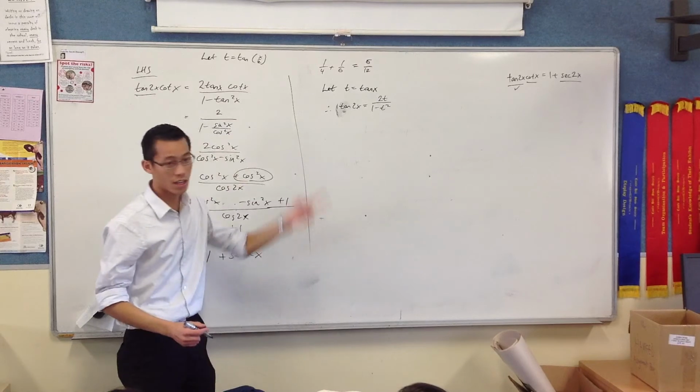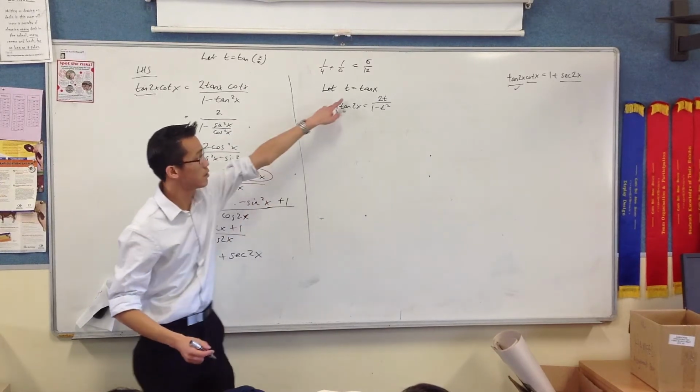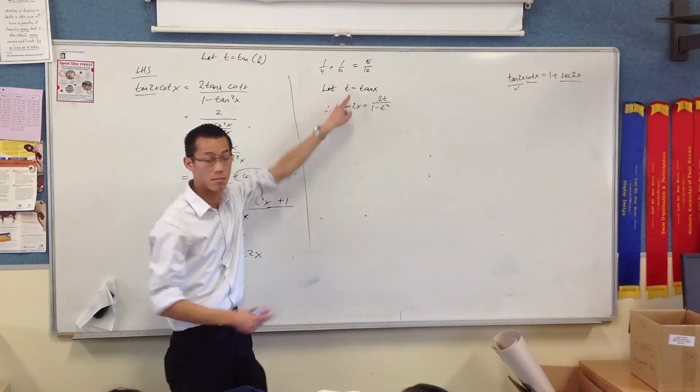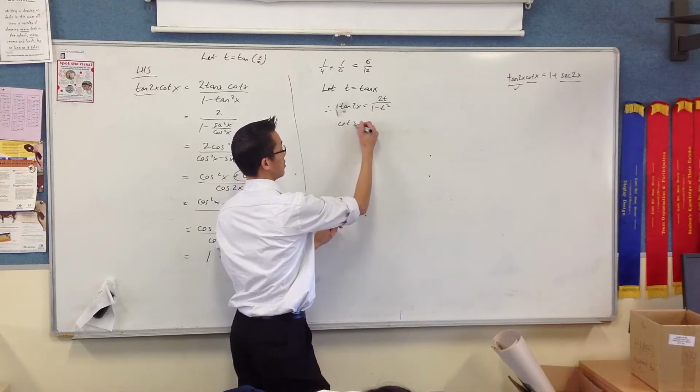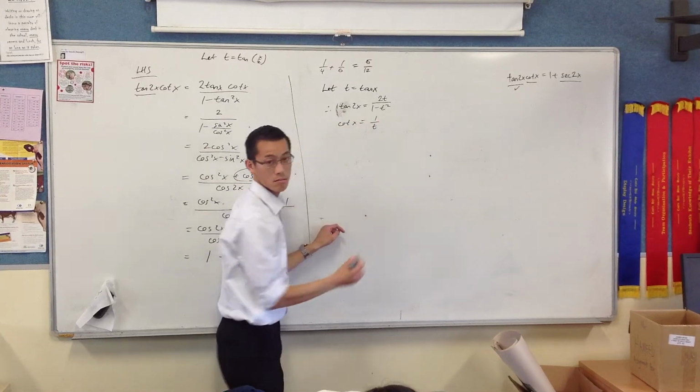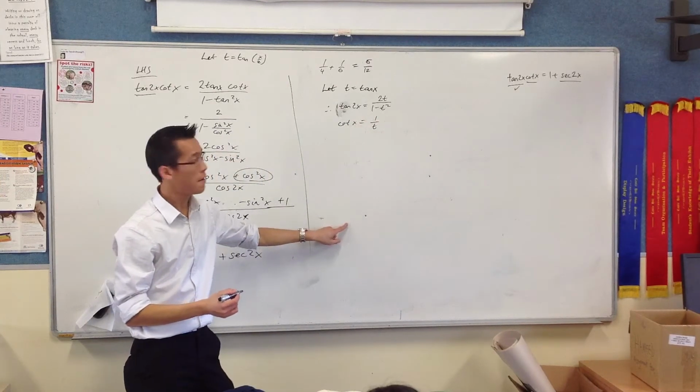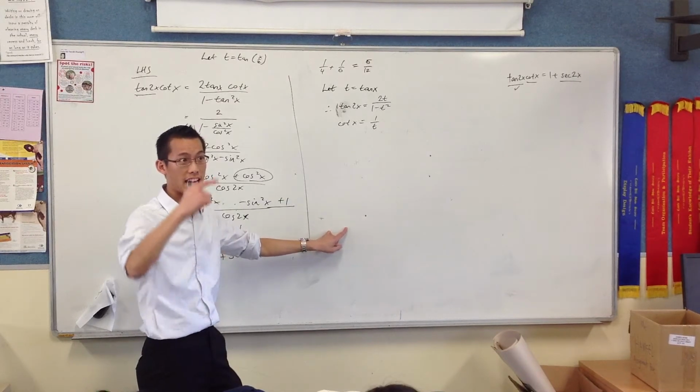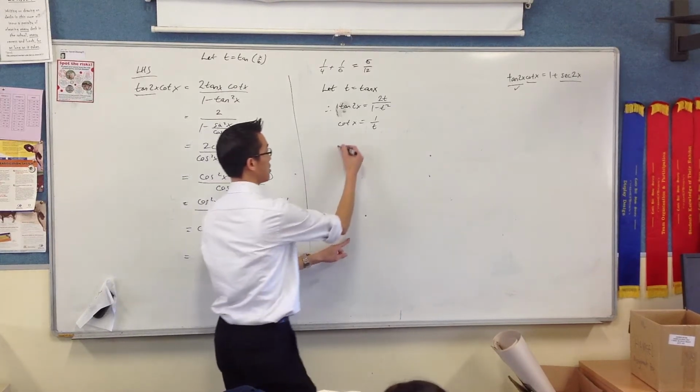All right, let's think about cot. That's an easy one. Cot's the reciprocal of tan, right? So therefore, cot x is just 1 on t. Does that make sense? Sec 2x, sec is 1 over cos. So let's just think about cos first.